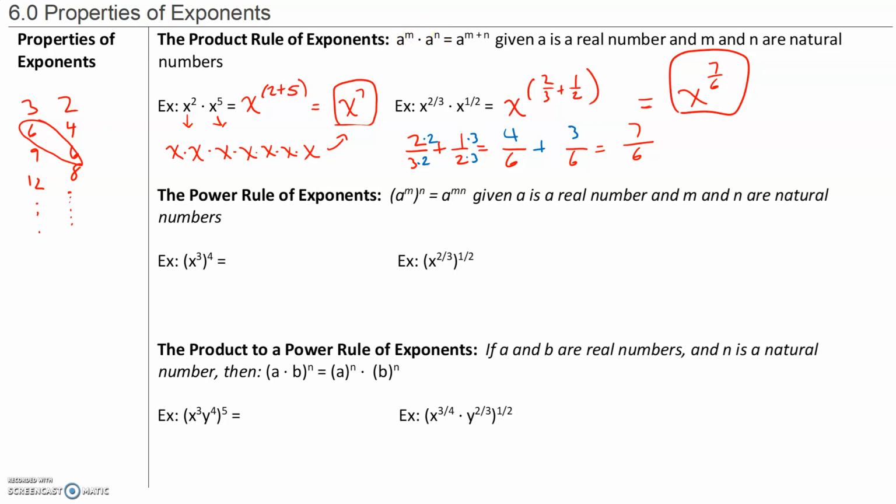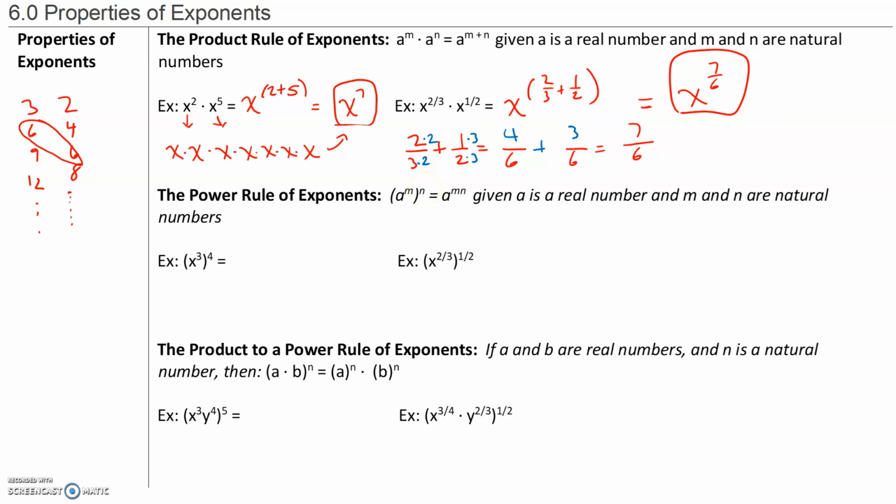The power rule of exponents says if you have one base but two exponents, so if you have a to the m and that whole thing is raised to the nth power, then you multiply the m and the n. So if you have a power to a power, which is why it's called the power rule, you multiply the two powers.